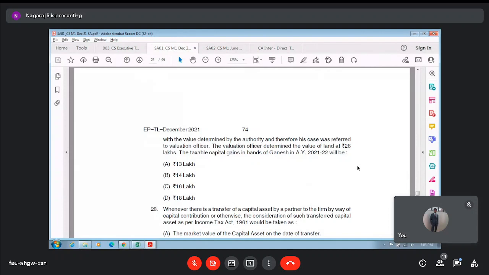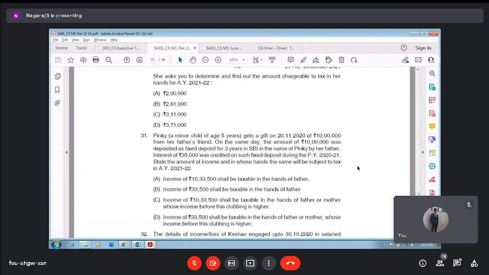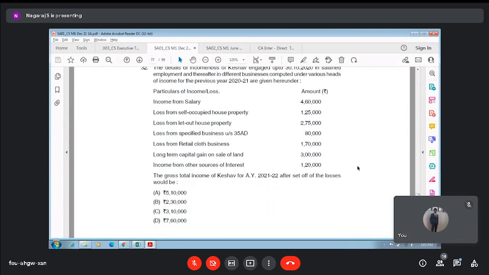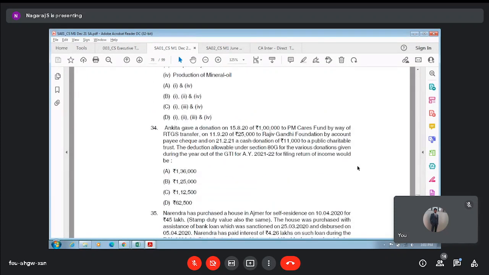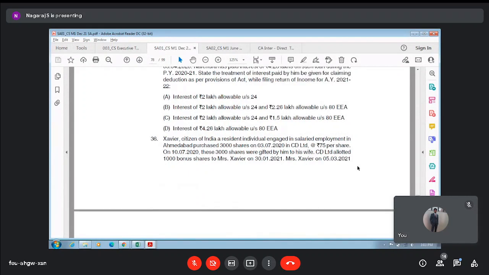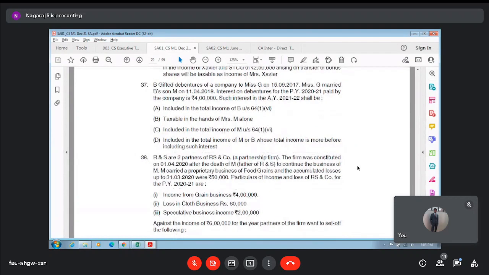Provided individual, AOP, BOI, HUF, and artificial juridical person, their adjusted total income. Adjusted total income in the sense, total income as per normal provision, add back those deductions claimed. If it exceeds 20 lakhs, then only AMT will be applicable for them. Otherwise, no AMT. It is applicable for all. If the adjusted total income exceeds 20 lakhs, then the individual has to pay AMT.